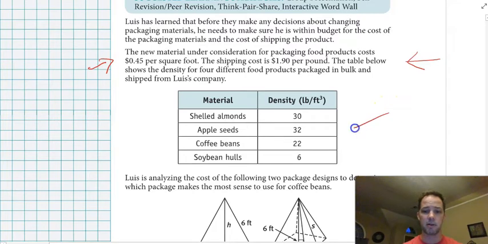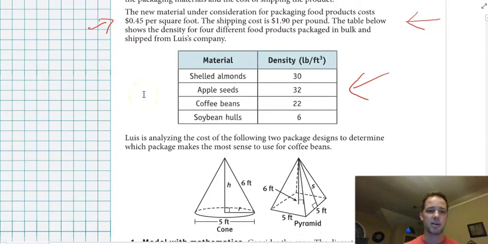So it looks like we have 4 different items here that have different densities, and we want to be able to compare based on how much the shipping cost and the packaging materials cost per square foot. We're going to be comparing all of that, making a cone, a pyramid, how much that cost, filling it with different items, how much it would cost to ship.